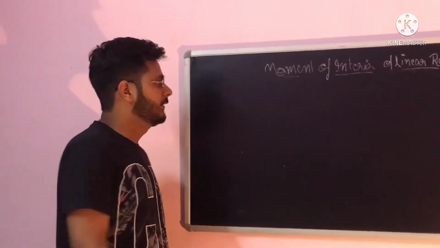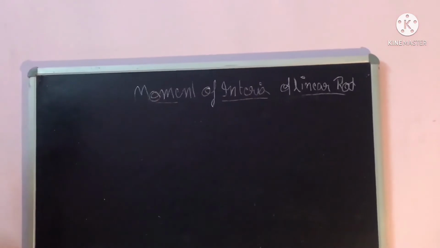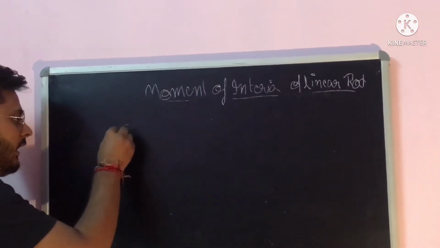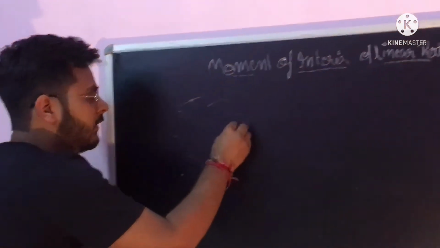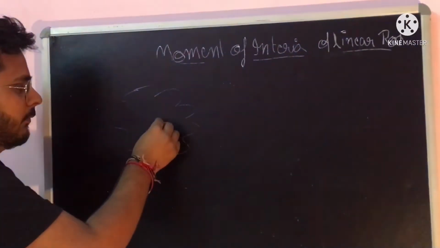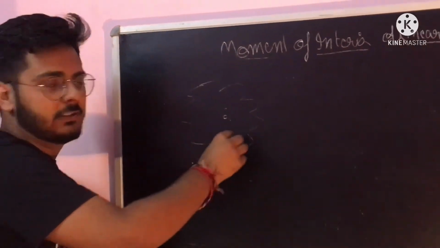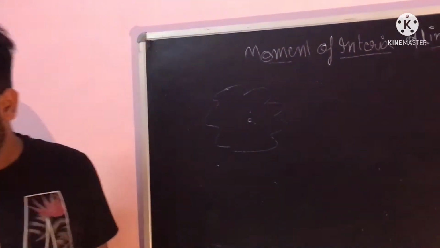Guys, today I will teach you how to find the moment of inertia of a linear rod having constant mass density. As you know, for a continuous body, to find its moment of inertia, we have to consider one point and find the moment of inertia of that point and integrate it to find the moment of inertia of the complete body. Now let us start our topic.